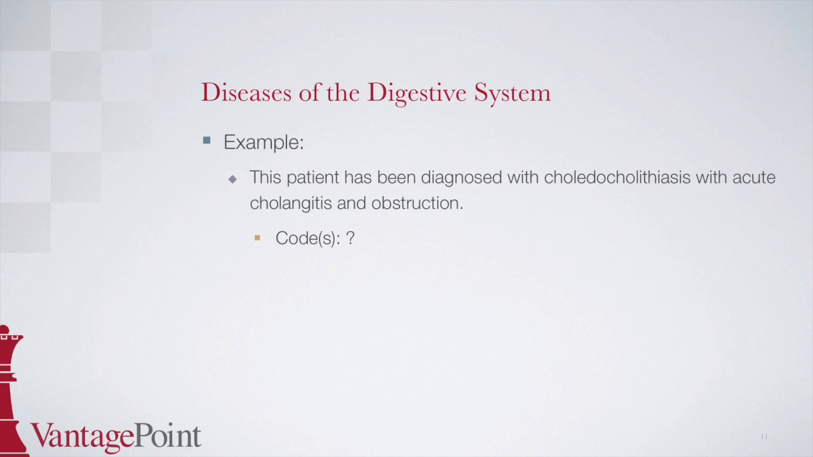For the next example, we have a patient that has been diagnosed with cholangitis with acute cholangitis and obstruction. Cholangitis, one of my favorite words, is calculi in the gallbladder and common bile duct. How would you code this? Please pause the webinar to complete this example and then hit play to continue and learn the answer.